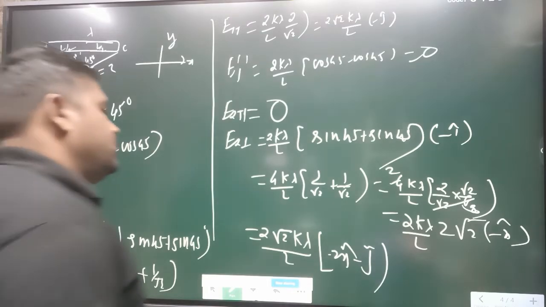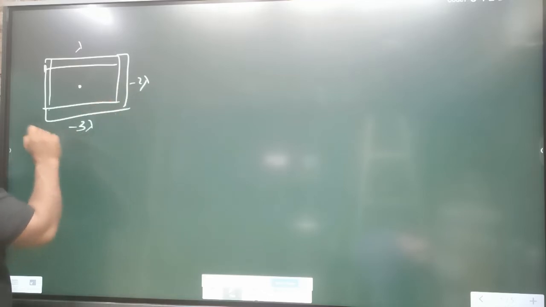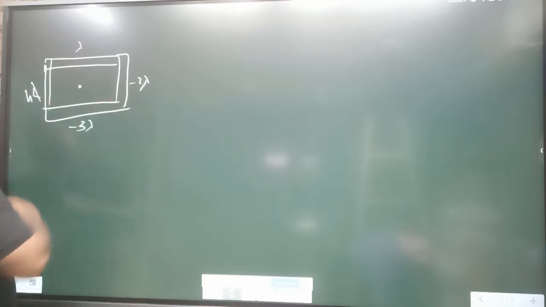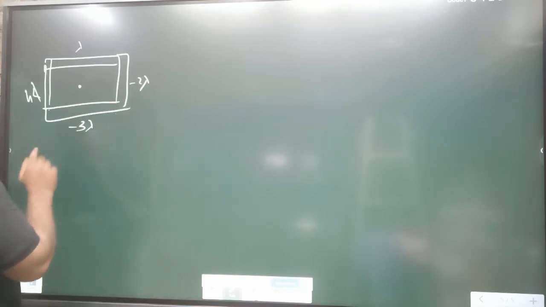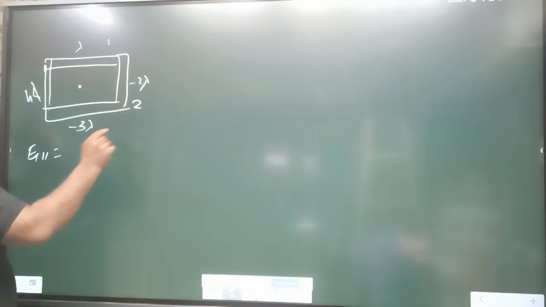Same example. Suppose here is a lambda, 2 lambda, 3 lambda, and 4 lambda, on rods of the same length. The point is here. Charge density lambda, minus 2 lambda, minus 3 lambda, 4 lambda. For all cases E1 parallel, we consider any one as 1, E2, 3, 4.